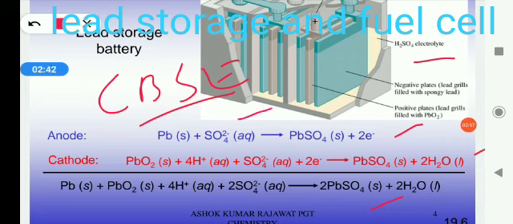At the anode, SO4 2- is consumed. The H+ remaining from the electrolyte will be used at the cathode. So PbO2 plus 4H+ plus SO4 2- plus 2 electrons gives PbSO4 plus 2H2O. The overall cell reaction will be like this. This is the question which is frequently asked in CBSE examinations, so you must learn these reactions.